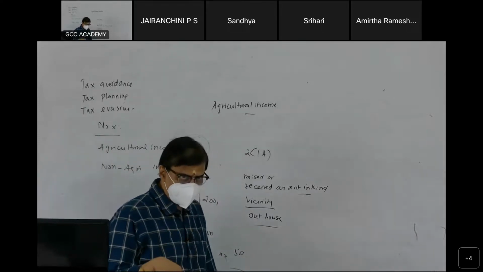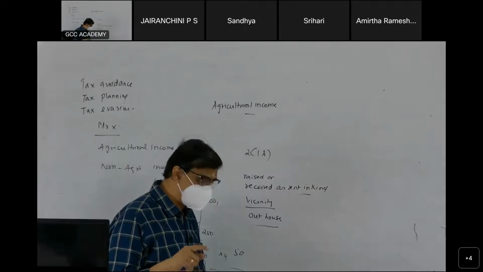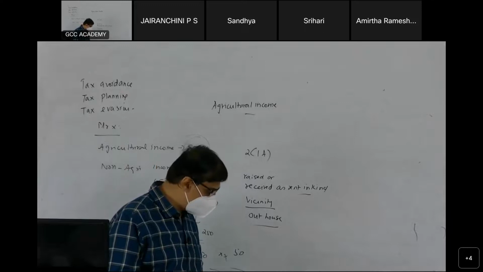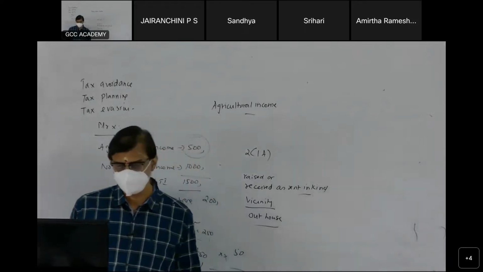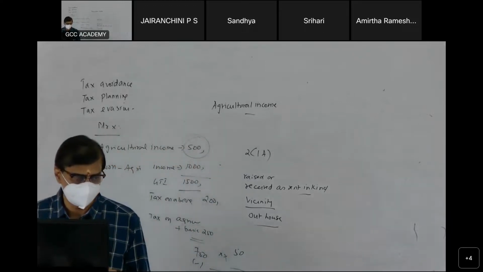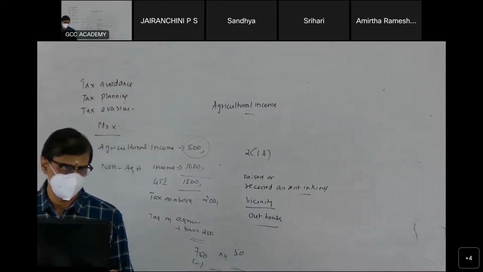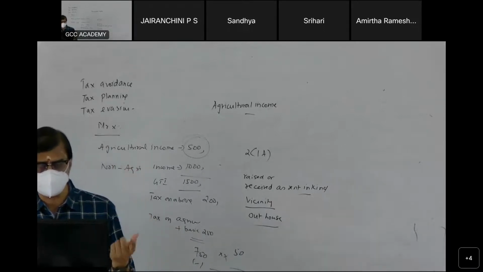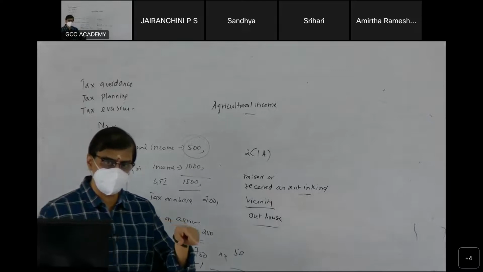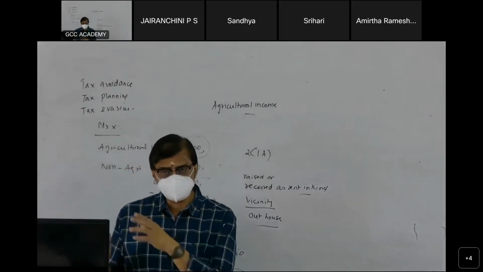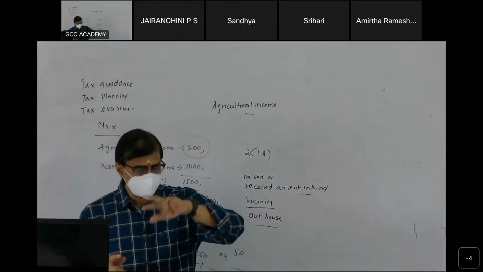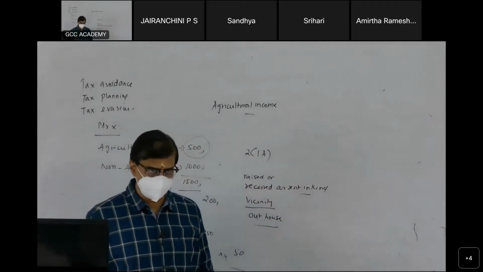This is an interesting point. Interest on capital received by a partner from the firm engaged in agricultural operations. It is an agricultural income. Interest received by a partner, like share of a firm's profits. Interest received by a partner on his capital from a firm engaged in agricultural operations. It's an agricultural income because the income is generated out of agricultural operations.